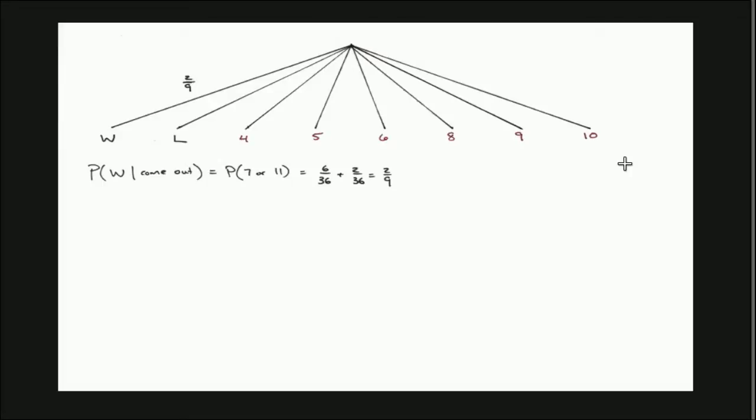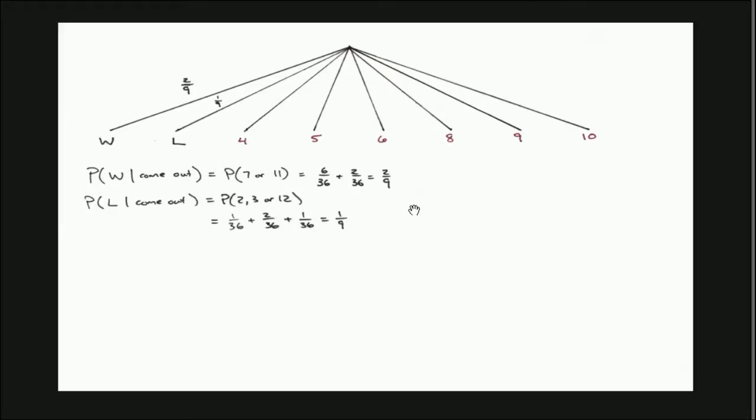Well, let's look at the probability of winning on the come out roll. For winning on the come out roll, we either have to get a 7 or an 11. From our previous discussion, we know what that probability is going to be. For a 7, we get 6 out of 36. For an 11, we get 2 out of 36, and that ends up giving us a probability of 1/9 for winning on the come out roll.